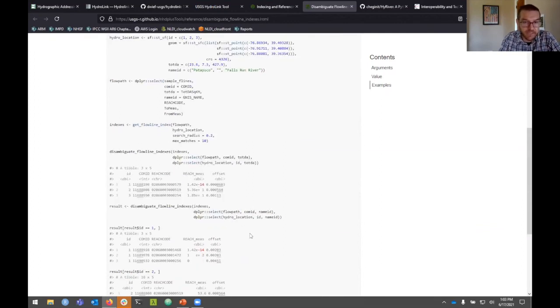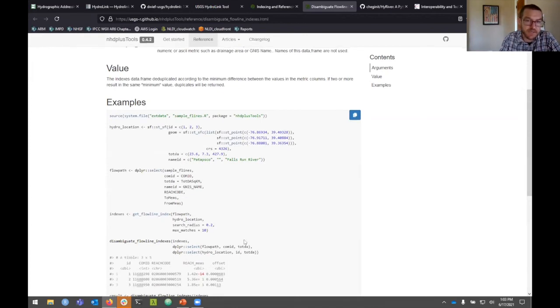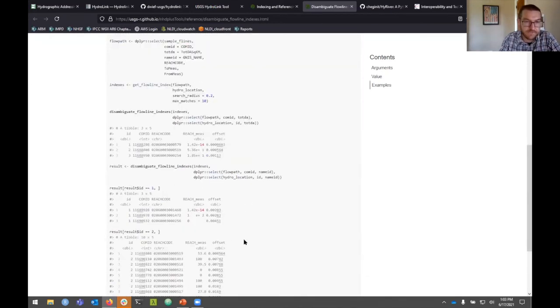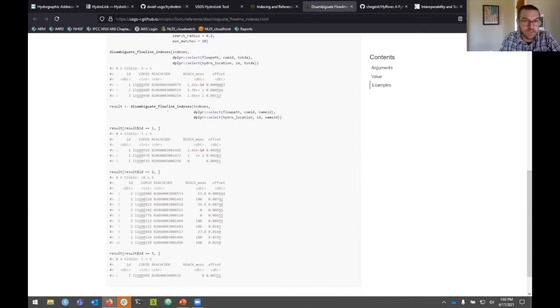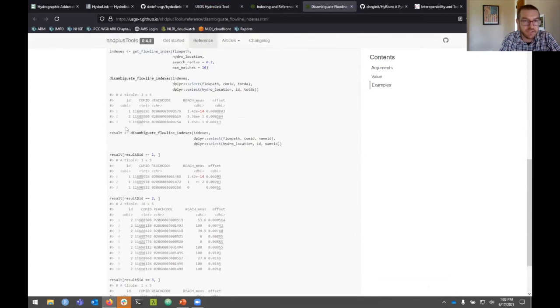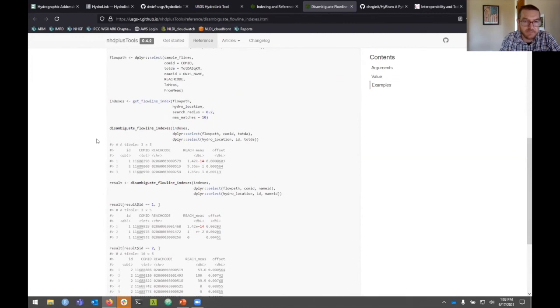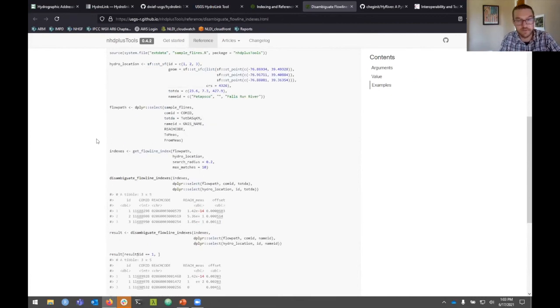And disambiguate flowline indexes allows you to pass in either a drainage area metric or some other numerical metric, or a known name, right? So if you have names for your gauges and there are names on the rivers, we can run a name similarity score and disambiguate which river location should be on based on that name. So that's a built-in function now that allows you to do that disambiguation, and it's really helpful, especially if you have drainage areas. That's kind of the master metric to disambiguate whether you're on the little tributary or you're on the main big river, or vice versa.